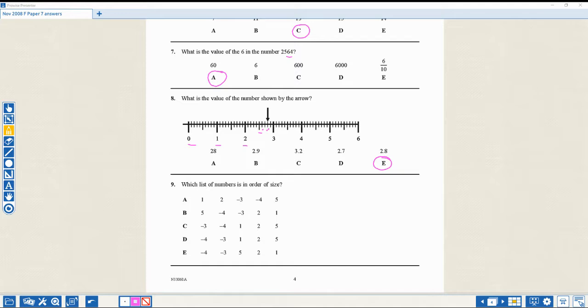And question 9, which list of numbers is in order of size? We'll go through them. In one list it gets bigger, then smaller. Another goes down, then up, and another goes down and then up. Then D: minus 4 goes up to minus 3, minus 3 increases to 1, 1 goes up to 2, and 2 goes to 5. So we can see the order of size is D. It starts at minus 4 and increases every time.